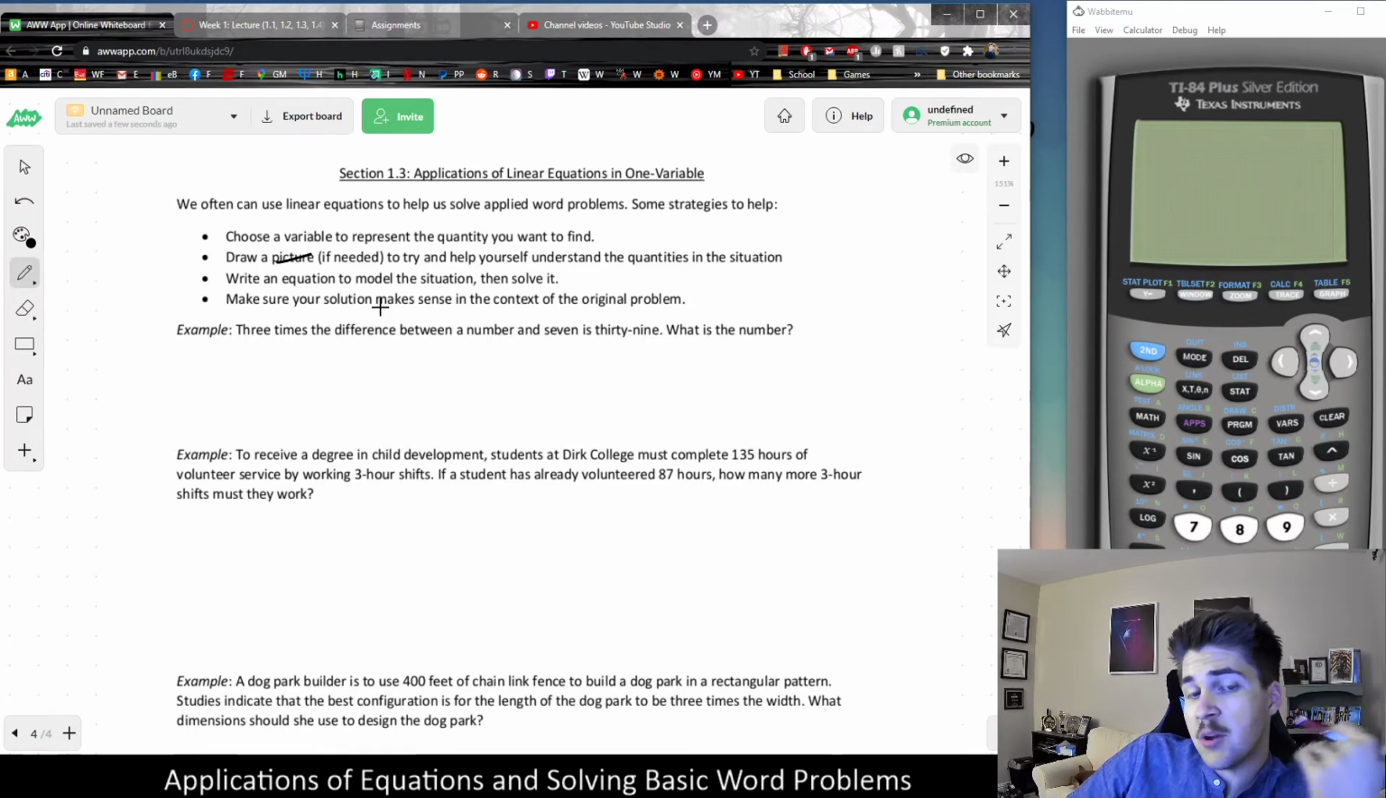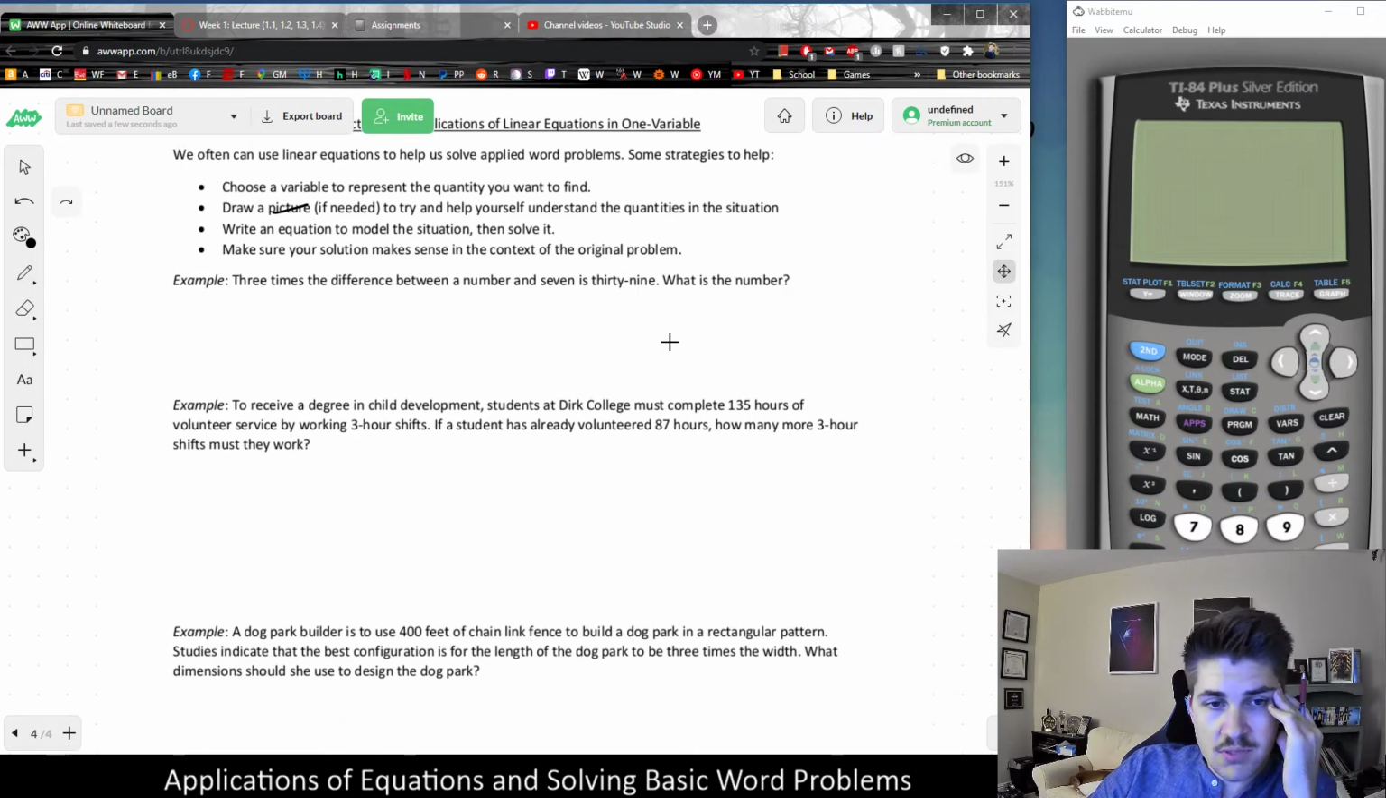Like sometimes we might draw a picture and it will help us realize, okay, this is a rectangle, so I could use this formula, or it's a circle, I could use this other formula, something like that. And then it says to write an equation to model the situation and then solve it and make sure your solution makes sense. This makes it all sound very simple, but really writing the equation is often the hardest part. And once we have the equation, we can then just solve it. Usually that's the easier part in most cases, unless the equation is really, really hard, of course.